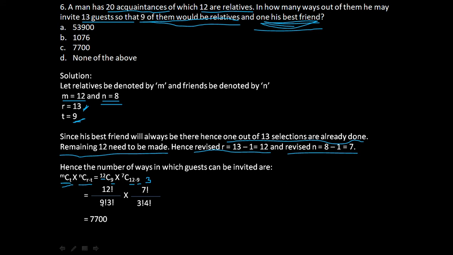ওকে, তো এটা যদি আমি সলভ করি, 12c9 comes to 12 factorial divided by 9 factorial into 3 factorial, or 7c3 comes to 7 factorial divided by 3 factorial into 4 factorial, which if you solve, the answer comes to 7700. So answer is C.